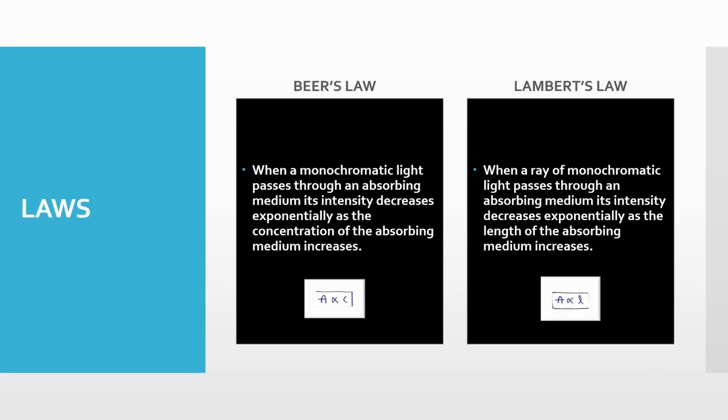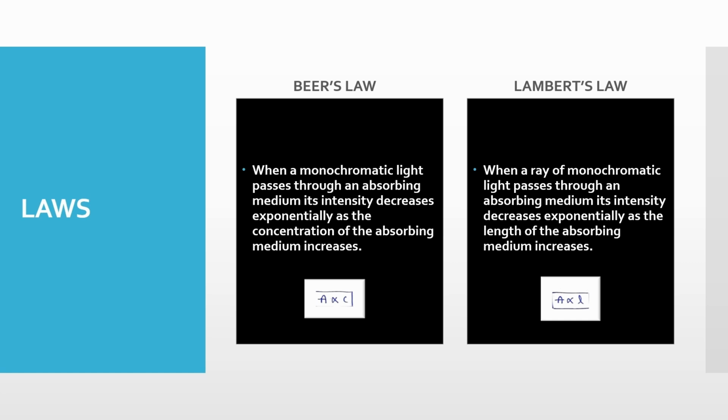Beer's law and Lambert's law are separate terminologies. Beer's law states that when a monochromatic light passes through an absorbing medium, its intensity decreases exponentially as the concentration of the absorbing medium increases. It is denoted as A is directly proportional to C, where A is the absorbance and C is the concentration of the medium.